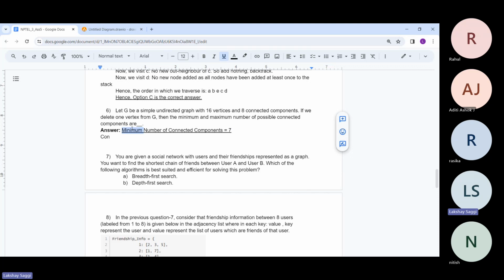So we have to prove two things. We have to first prove that there exists an example in which we obtain 7 components, and we also have to prove that there can exist no example with 6 components. So first we'll show the existence of 7 components. How do we show it? Consider a graph having components C1 to C8, C1, C2 till C8.